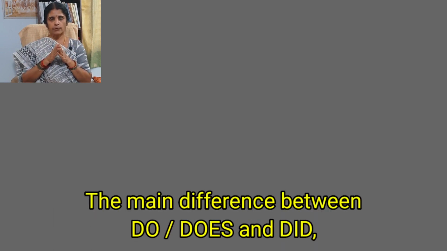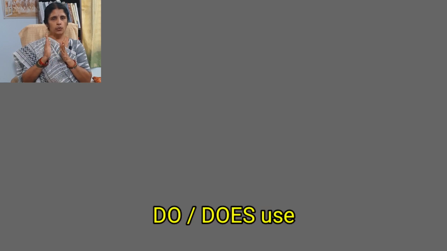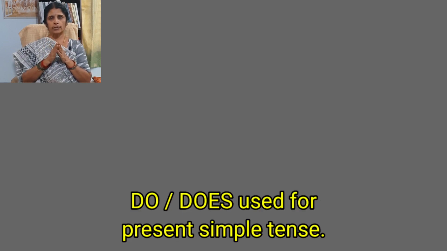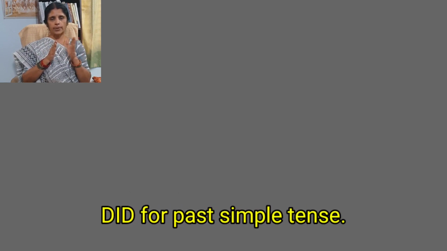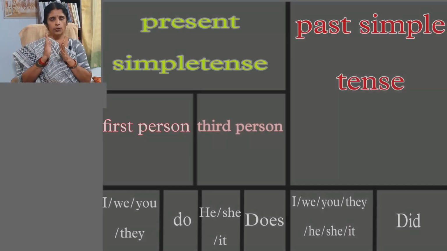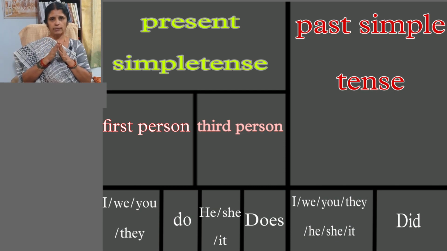The main difference between do, does, did is: do and does are used for present simple tense, did for past simple tense. Do for first person, singular, plural, noun or pronouns. Does for third person, singular, noun or pronouns. Did for past simple tense.